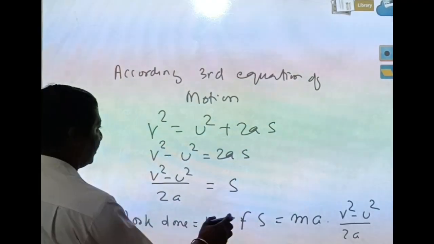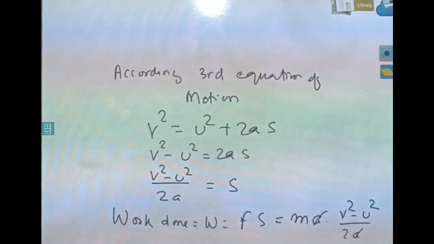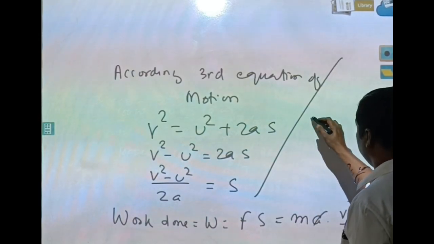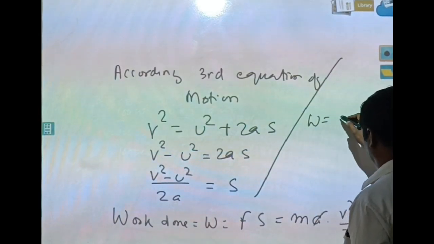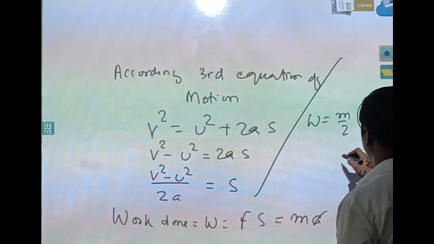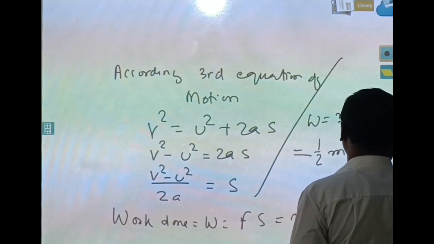Now a can be cancelled. What is down here? W equals m by 2 into v square minus u square, or equal to half m into v square minus u square.